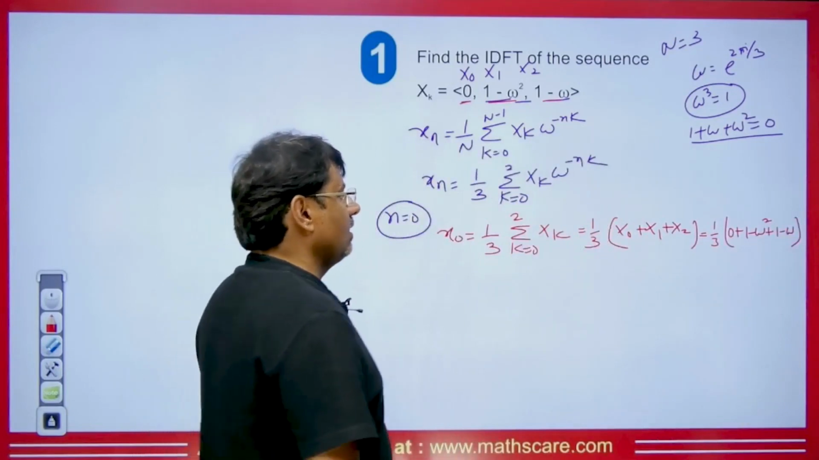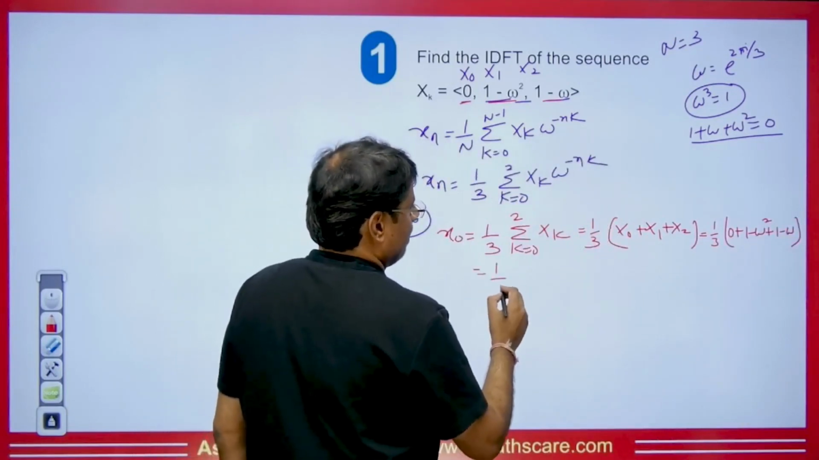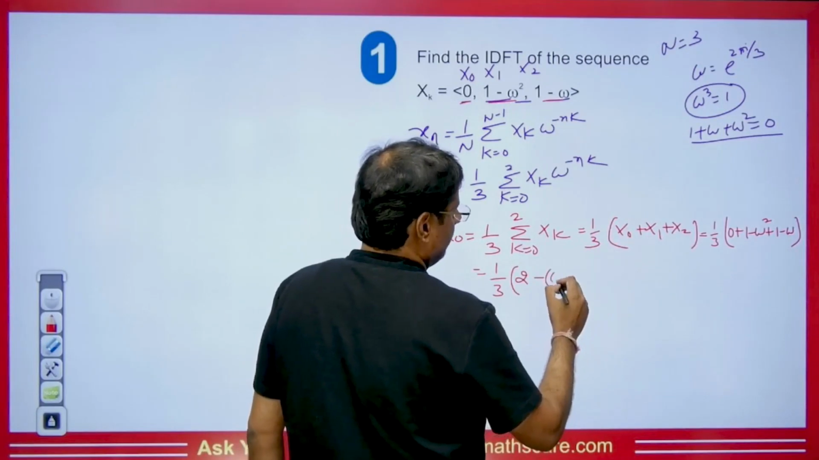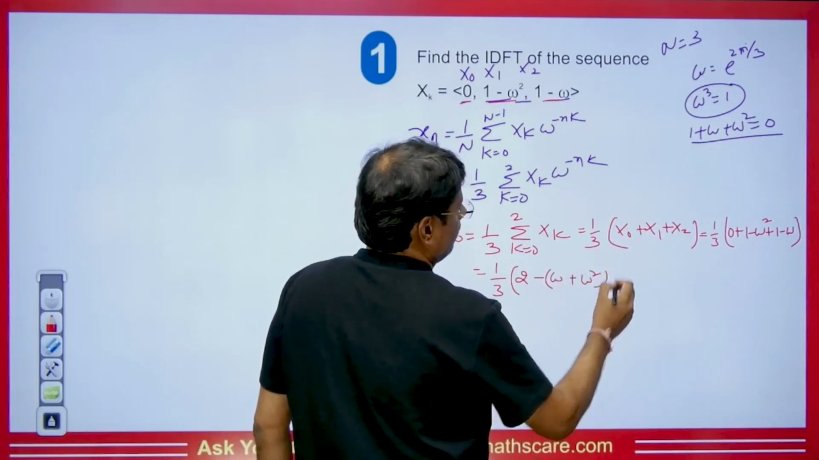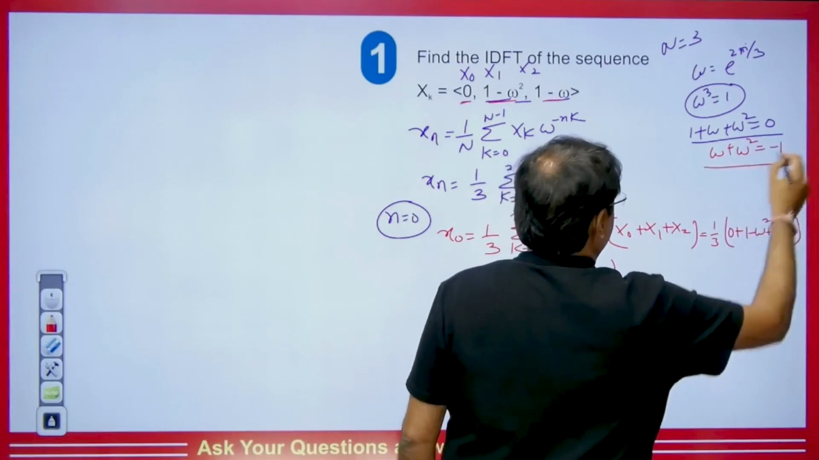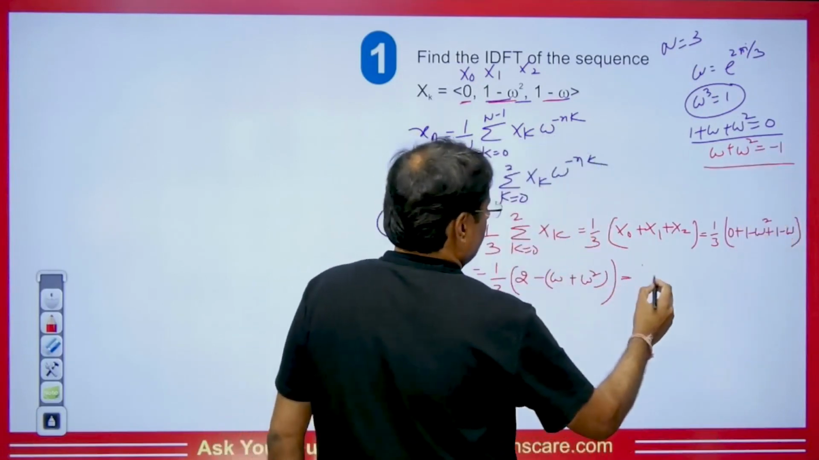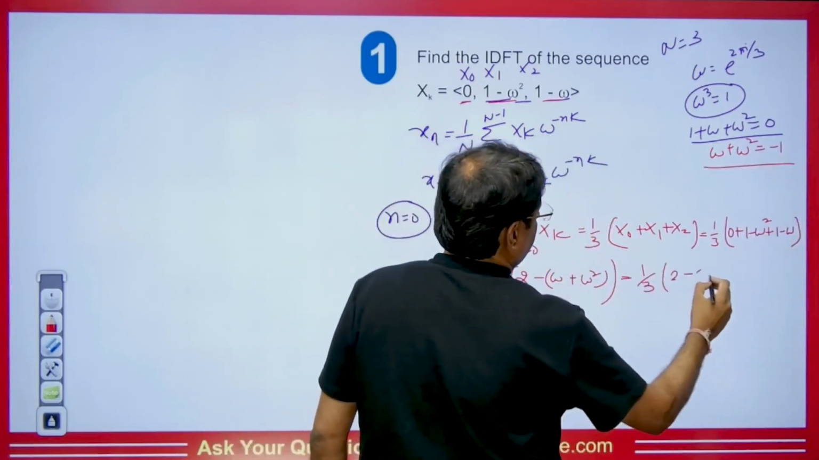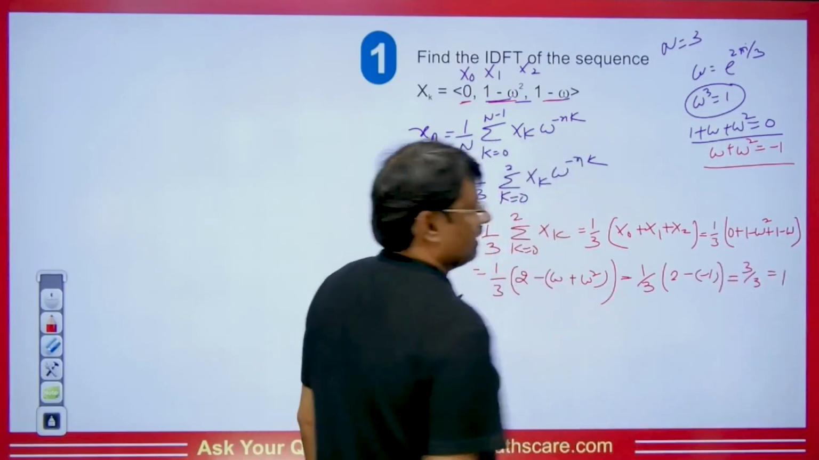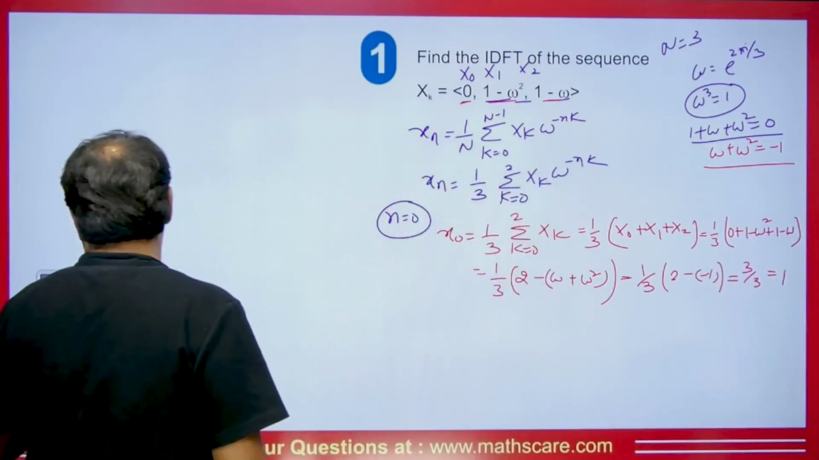Is it clear? And when we simplify this, it will be 1 upon 3, then it will be 2. And let's take minus common here. It will be omega plus omega square. And we know the value of omega plus omega square is minus 1. I will put that value here. So 1 by 3, this will become 2 minus 1. This will become 3 upon 3. So what will we get as its value from here? We will get 1.